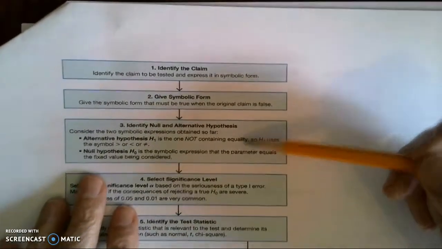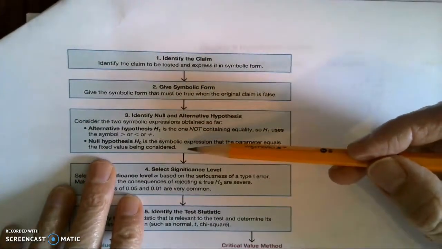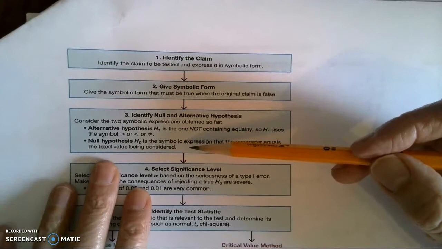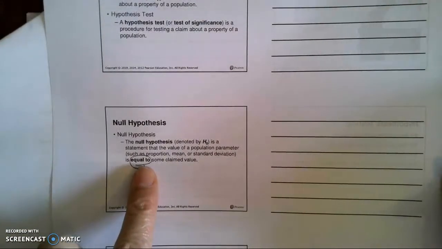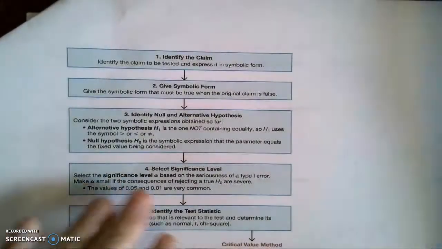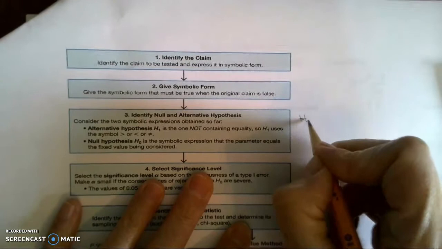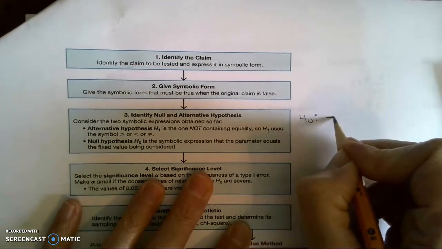Now we're going to start talking about step 3. Step 3 is where you identify the null and the alternative hypothesis. So let me go over this a little bit first. Okay, I'm going to go back to the PowerPoint here. The null hypothesis always has an equal sign. So I'm just going to kind of write here. The null always has an equal sign, no matter what.